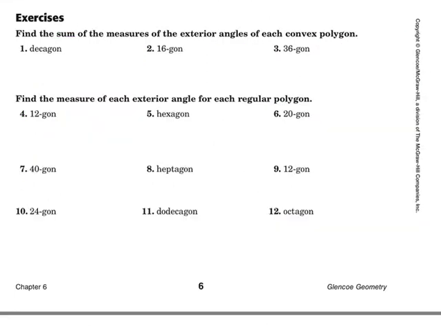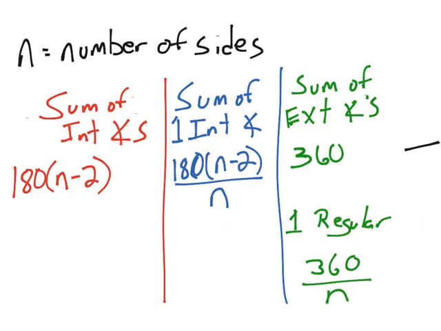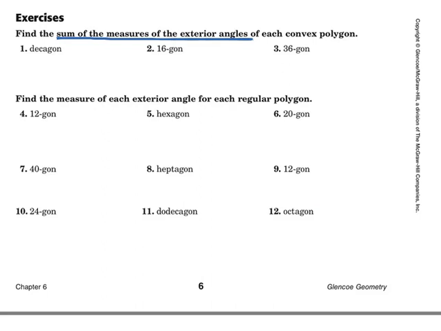Okay, now let's talk about the exterior angles. So the sum of the measures of the exterior angles, it just says 360, Mr. Fisher. That's because the answer is just 360. So of a 16-gon, it's literally the answer. Of a 36-gon, it's really easy.